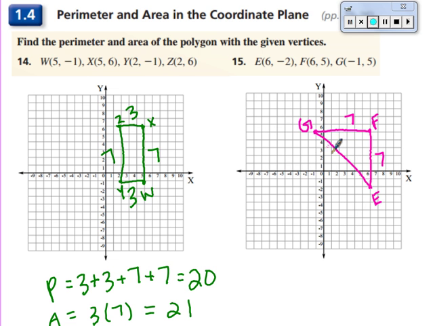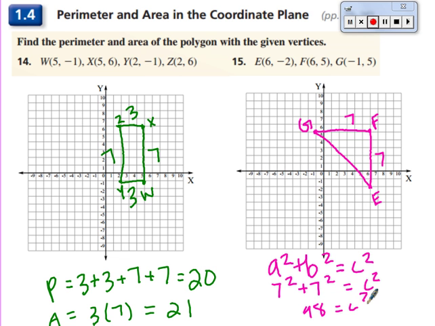In order to find the diagonal one, you need to use Pythagorean theorem. A squared plus B squared equals C squared. So I have 7 squared plus 7 squared equals C squared. That's 49 plus 49, which gives me 98. And then you square root. The square root of 98 is 9.9. I'm just going to round.